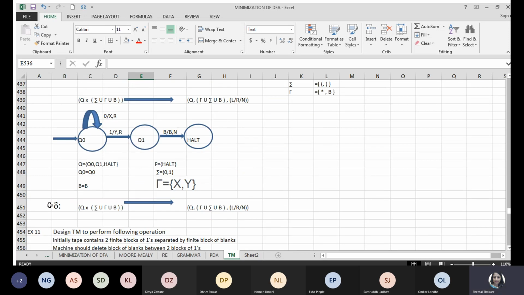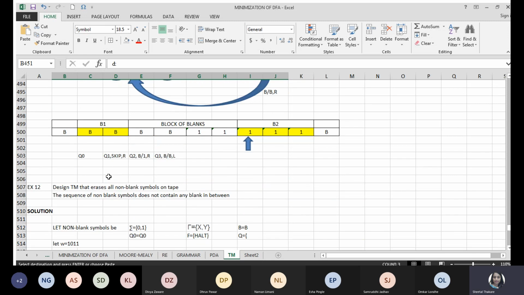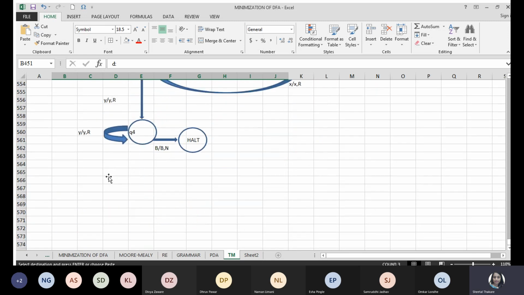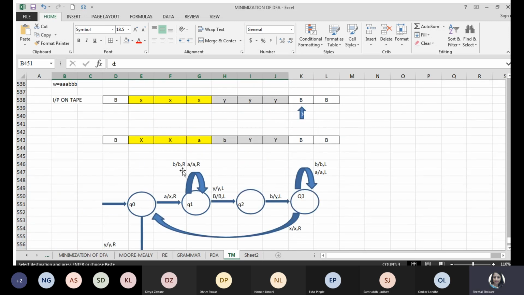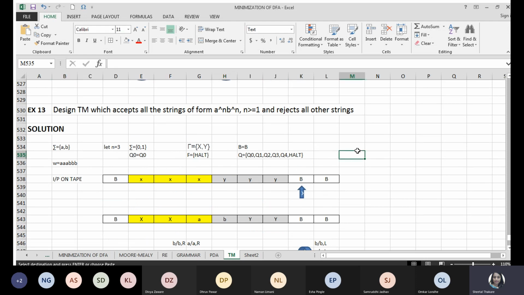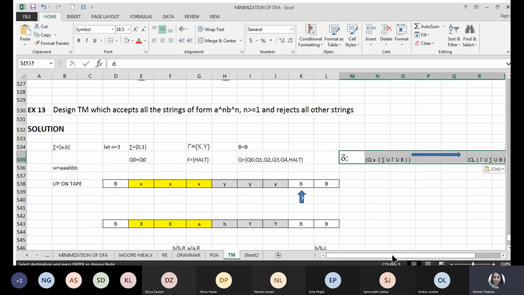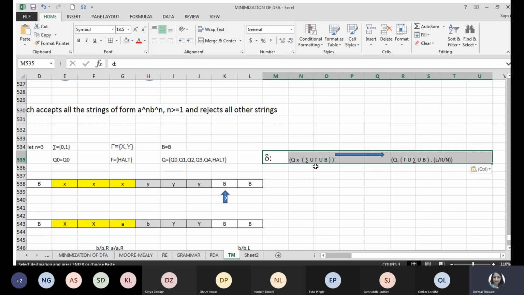Transition function, mapping function. Mapping function says what? Let us copy this thing, and then you can have the transition table also for this. Mapping function takes a state and a symbol, either from sigma or gamma. It can be B also. It gives you the next state, the symbol on tape, and the action.